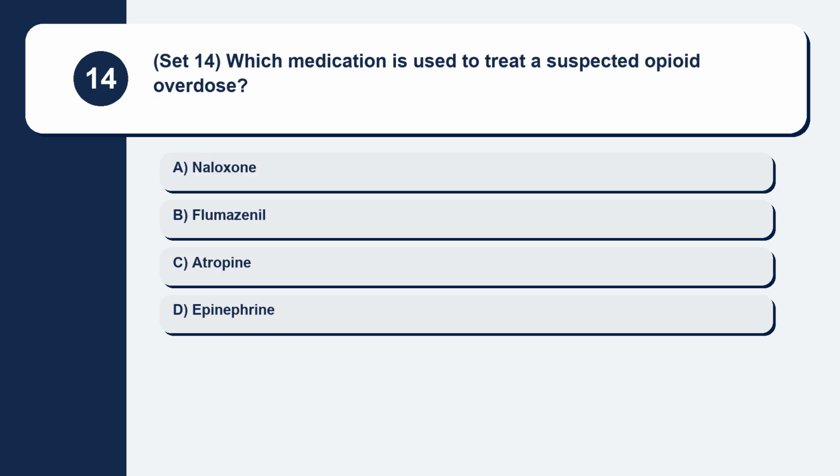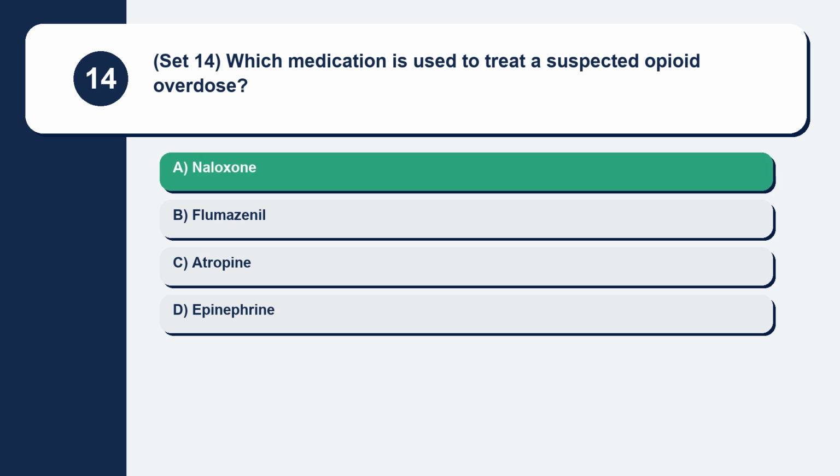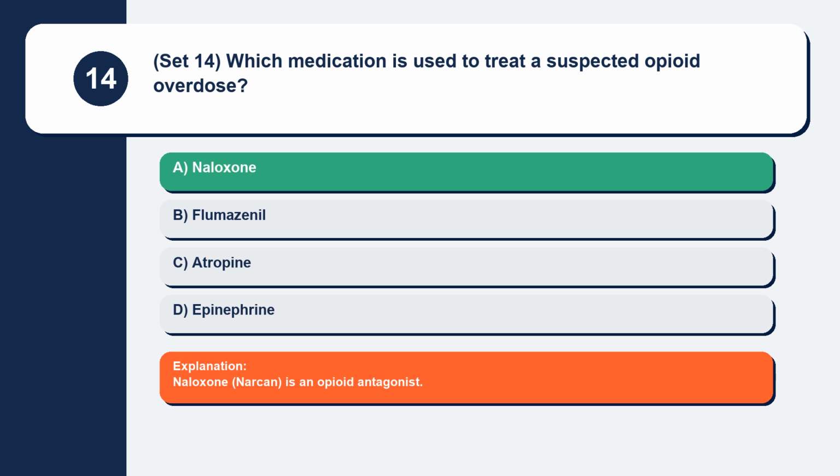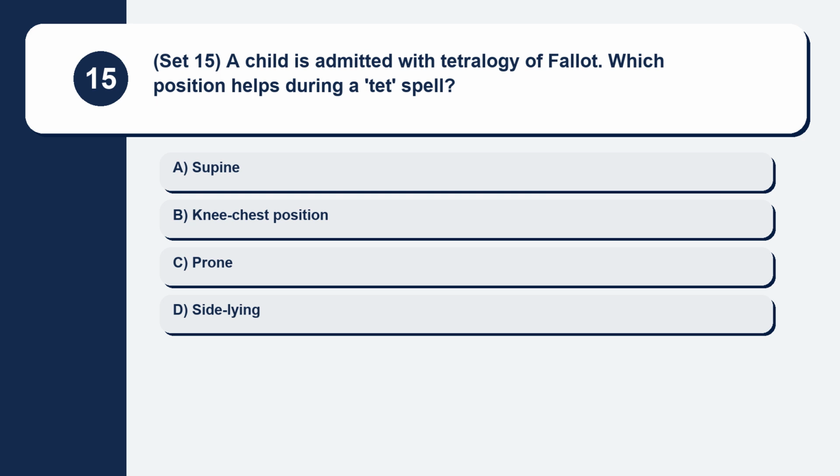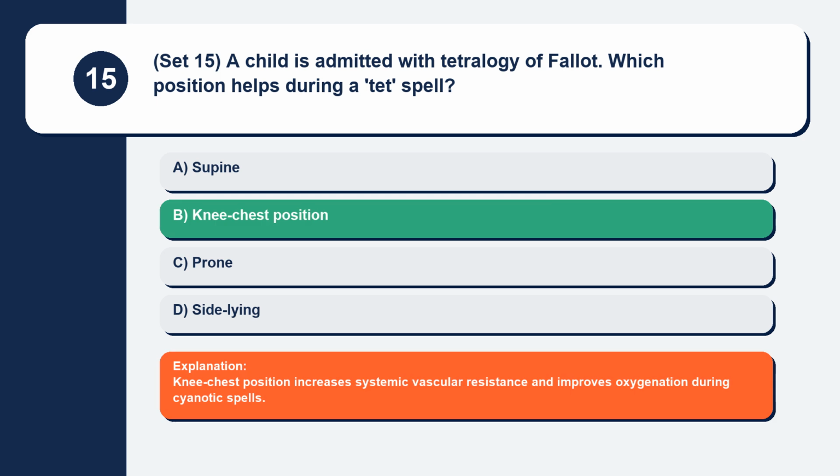Question 14. Set 14. Which medication is used to treat a suspected opioid overdose? Naloxone, flumazenil, atropine, epinephrine. Naloxone, Narcan, is an opioid antagonist. Question 15. Set 15. A child is admitted with tetralogy of Fallot. Which position helps during a tet spell? Supine, knee-chest position, prone, side lying. Knee-chest position increases systemic vascular resistance and improves oxygenation during cyanotic spells.